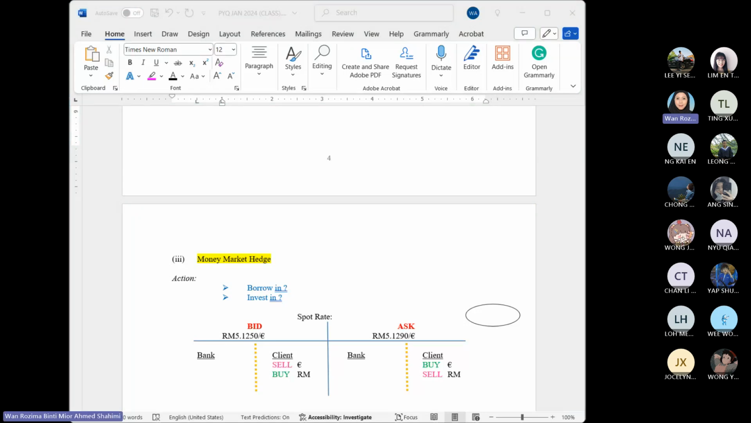Where should we borrow? Account payable. Home currency, yes, great. Home currency. So meaning to say borrow in home currency, RM. And then the symbol. How to get the symbol? Okay, I just copy from my answers.